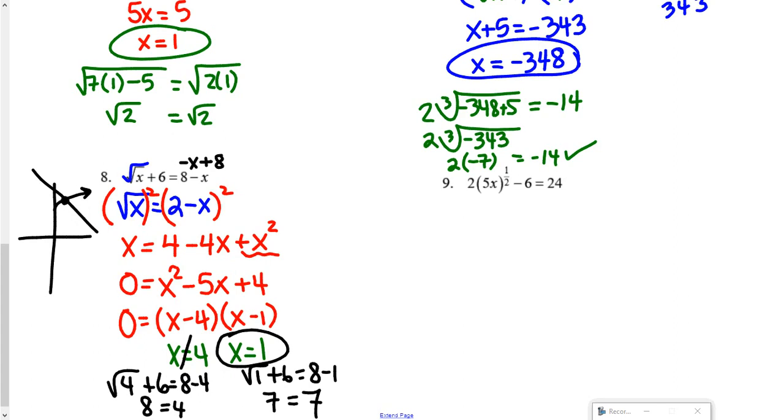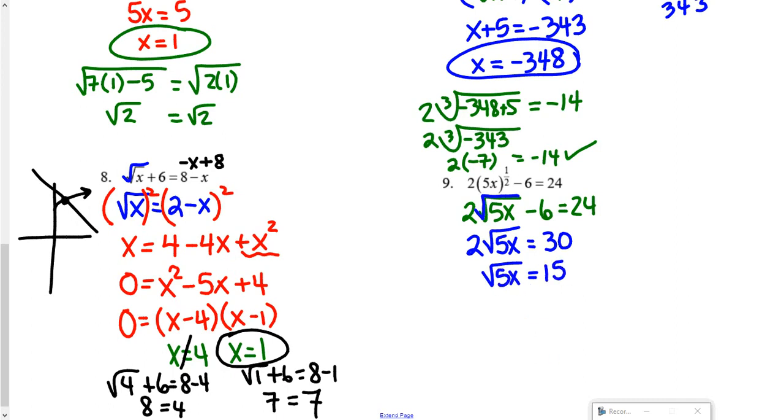Okay. All right. On number 9, this 1/2 here is written as an exponent. We need to remember that 1/2 as an exponent is the exact same thing as square root. So I'm just going to rewrite that with the square root in it instead. Now I'm going to solve this like any other radical equation. I'm going to get the square root by itself. So the first thing I would do would be to move that 6 over to the other side by addition, and then divide both sides by 2.